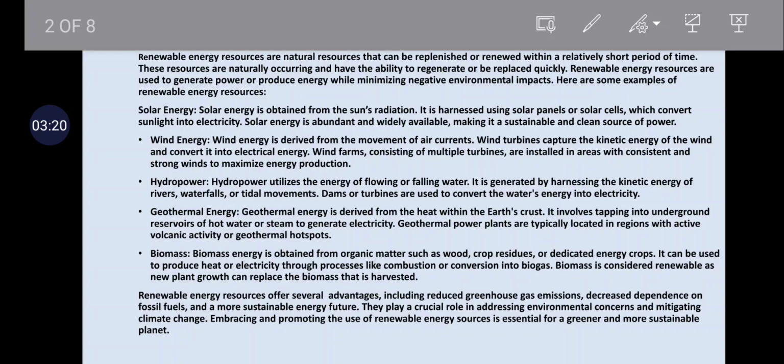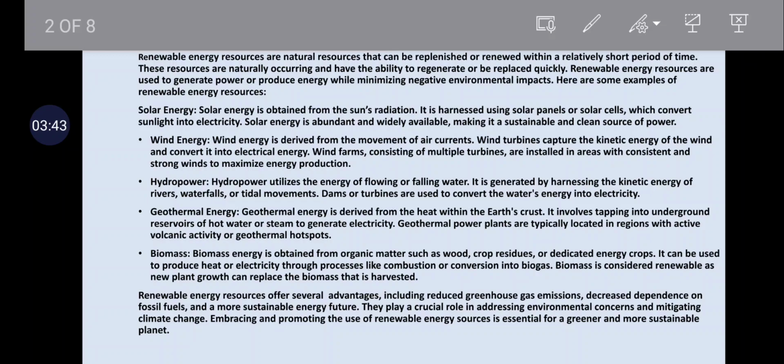Geothermal energy. Geothermal energy is derived from the heat within the Earth's crust. It involves tapping into underground reservoirs of hot water or steam to generate electricity. Geothermal power plants are typically located in regions with active volcanic activity or geothermal hotspots.